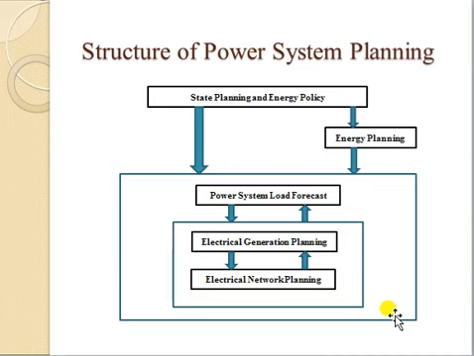And in this diagram you can observe there is a reverse arrow also. Why? Because it's always a closed loop system. So whatever is happening at the field, you must get a feedback also.